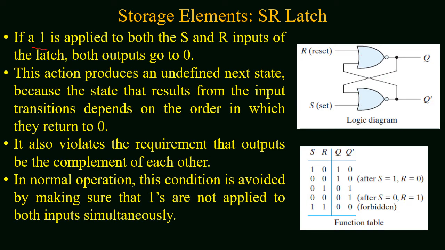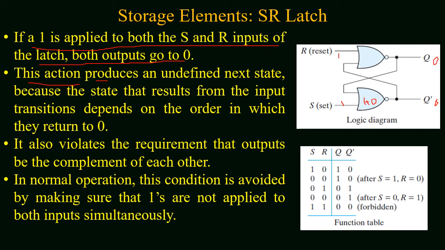Now if 1 is applied to both the inputs S and R of the latch, both the outputs go to 0, because the circuit consists of two cross-coupled NOR gates, and a NOR gate is formed by an OR gate followed by a NOT gate. So if one input of the OR gate is 1, then the output is definitely 1, and 1 followed by a NOT gate will give a result of 0. So both the outputs will be 0.